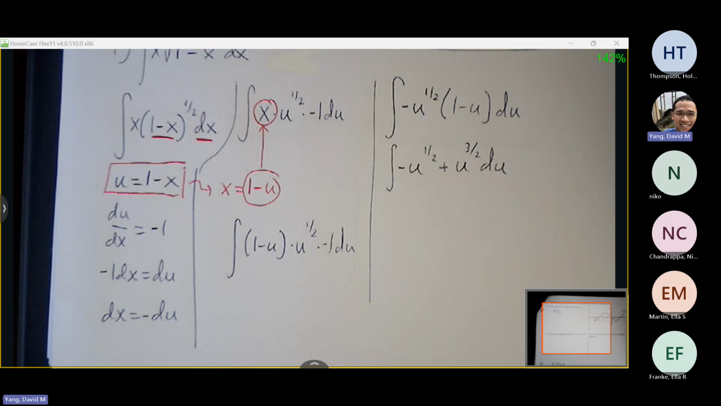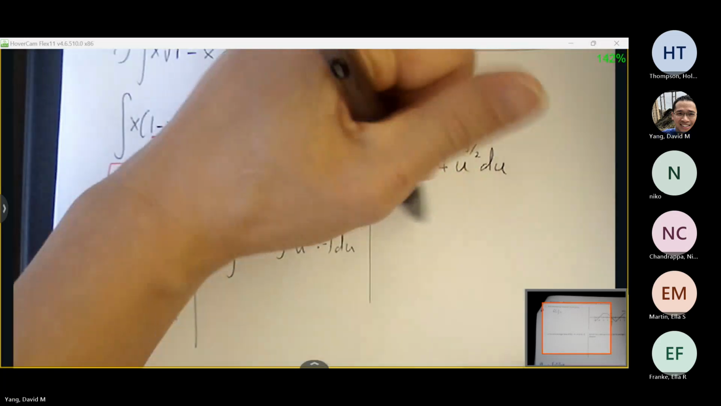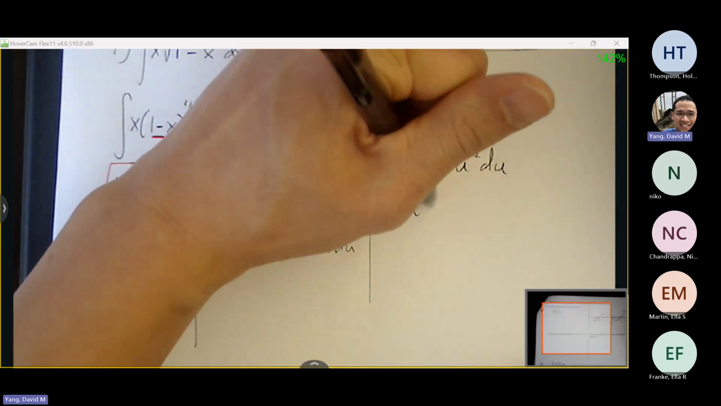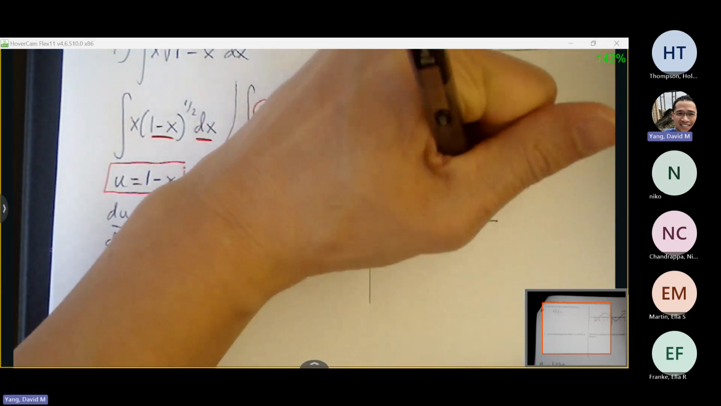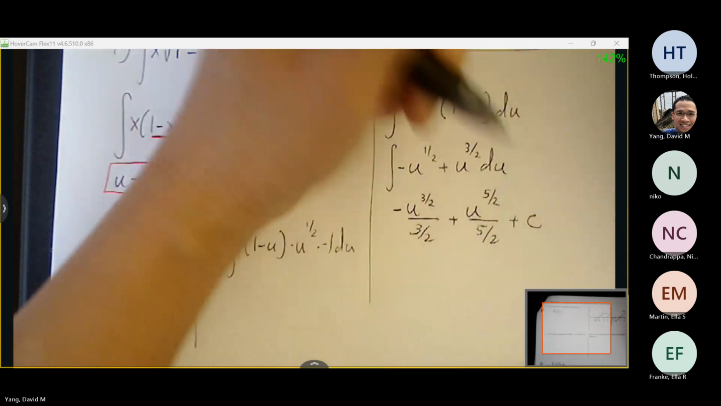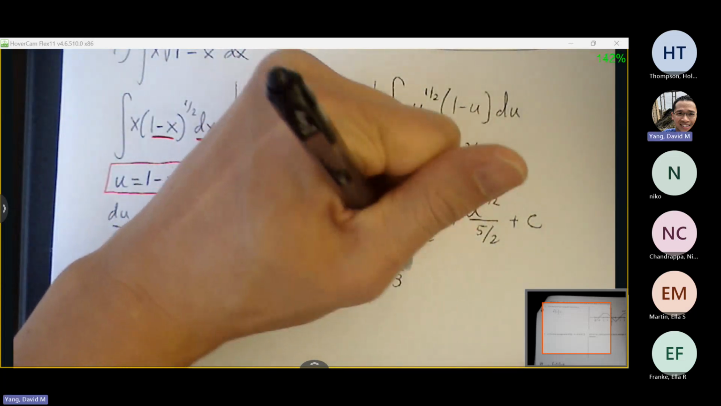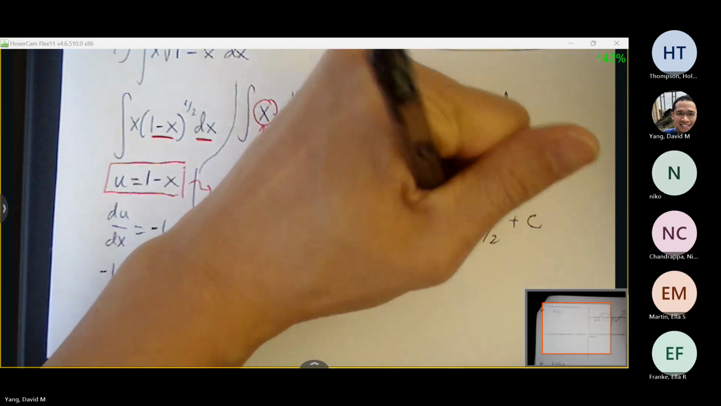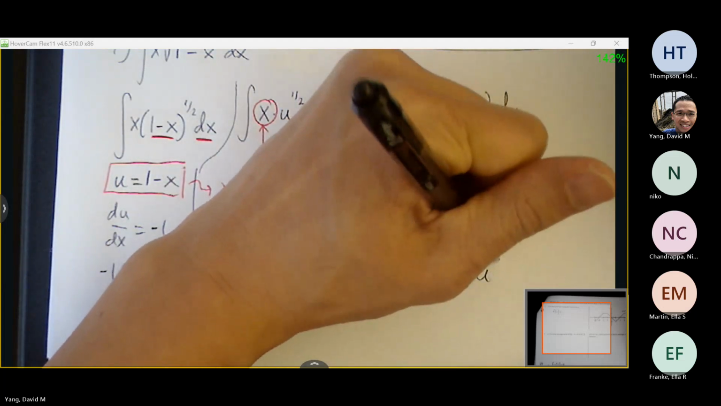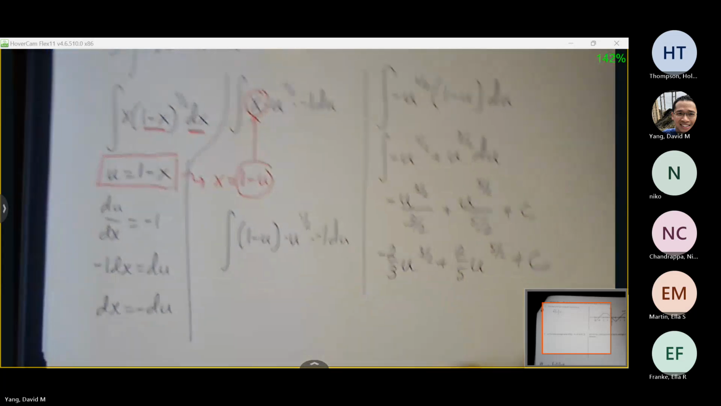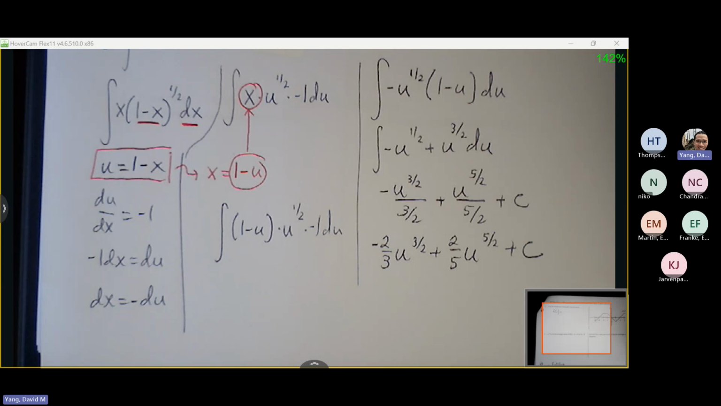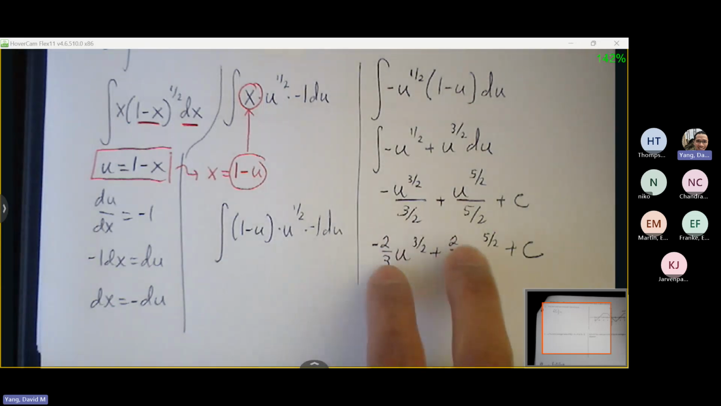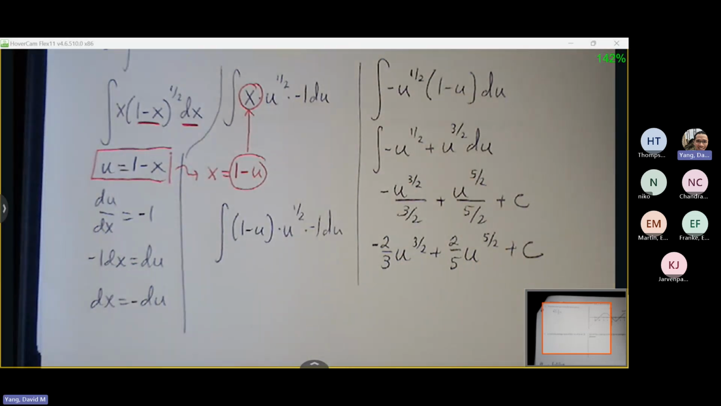Okay. Everything is nice and clean now. Now we can do power rule. 3/2, 3/2. 5/2, 5/2. Bring the fractions up. Okay, are we done? Yeah. So bring back your x. This is only a temporary variable. Bring back your x.